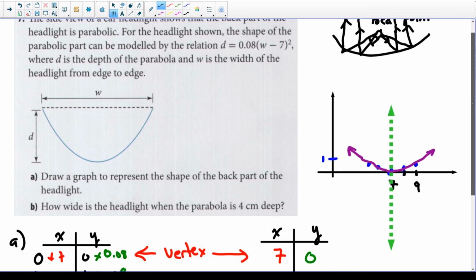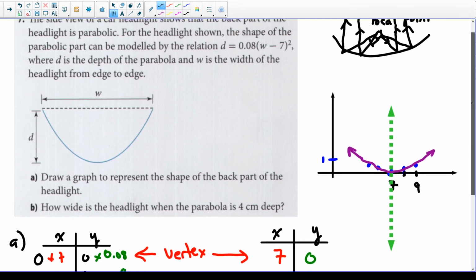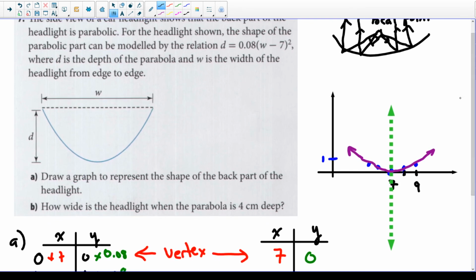Okay, so the next question says, how wide is the headlight when the parabola is 4 centimeters deep? Now, when you see a question like that, if I'm giving you a number, usually I'm asking you to substitute that number into the equation. Well, where should the 4 go? Should the 4 go where the D is, or should the 4 go where the W is? Well, I'm asking you to calculate a width, right? So that means it's not going to be the W, because if I just put it where the W is, I'd know the answer already.